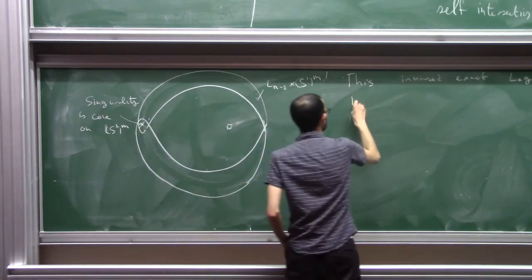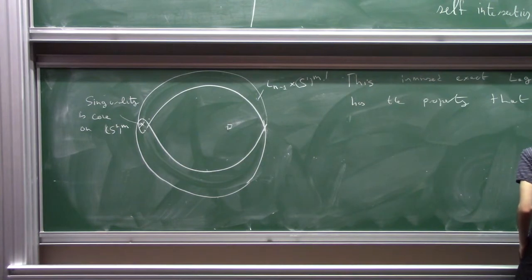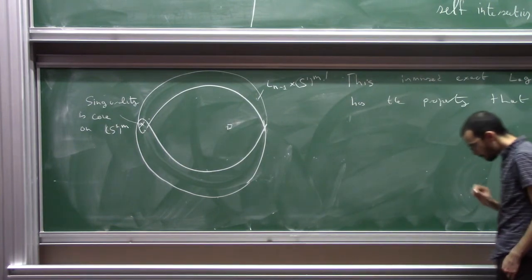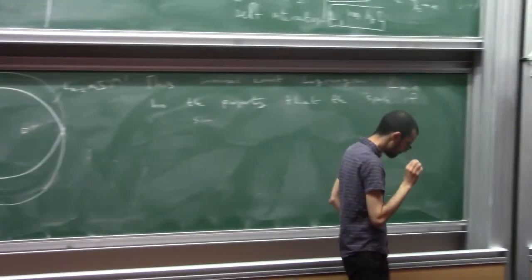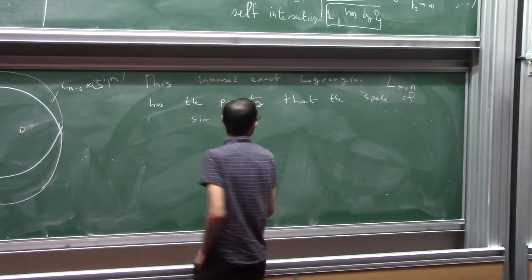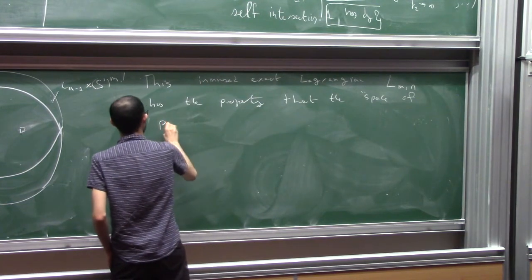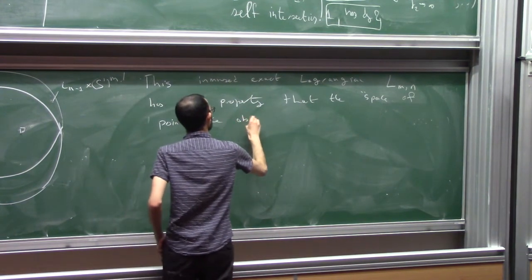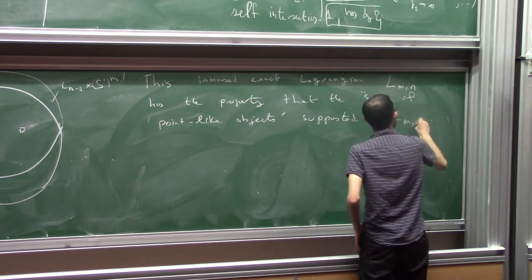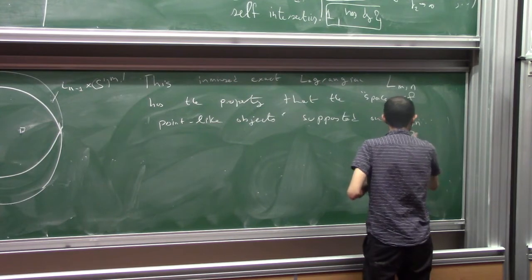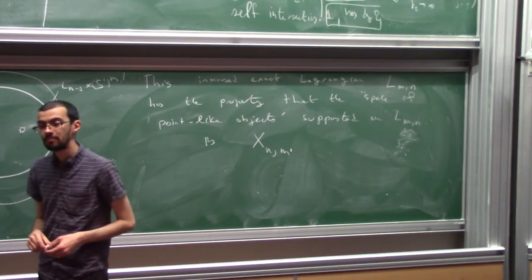Has the property that the space, and we're putting quotes, of simple objects, simple is not the right word. I really want to say irreducible, but point-like objects, coordinate on L_{MN}, is exactly X. It's strange when you double, because before it was something like a rank one local system in this part.